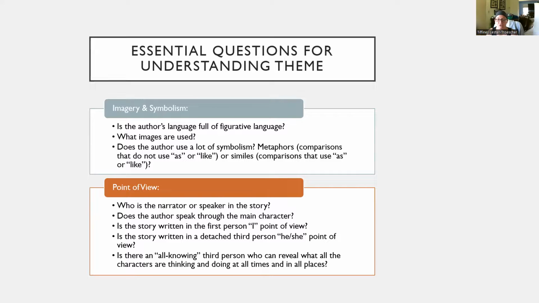Think about the point of view. Who is the narrator of the story? Are we speaking through a main character, first person point of view? Do we have a limited omniscient, a full omniscient, objective? Right? You're going to run into a variety of narrators in these short stories. There's a reason why the author chose that type of narrator.